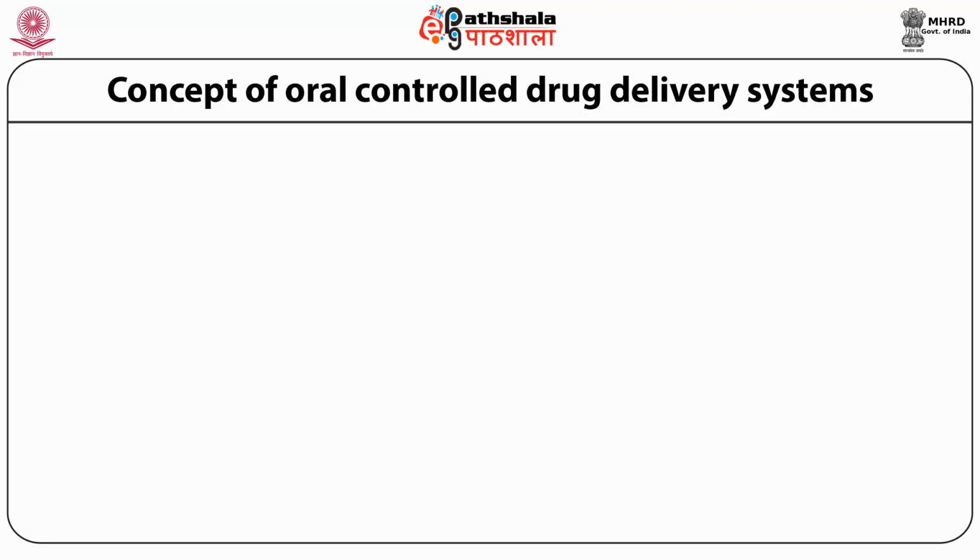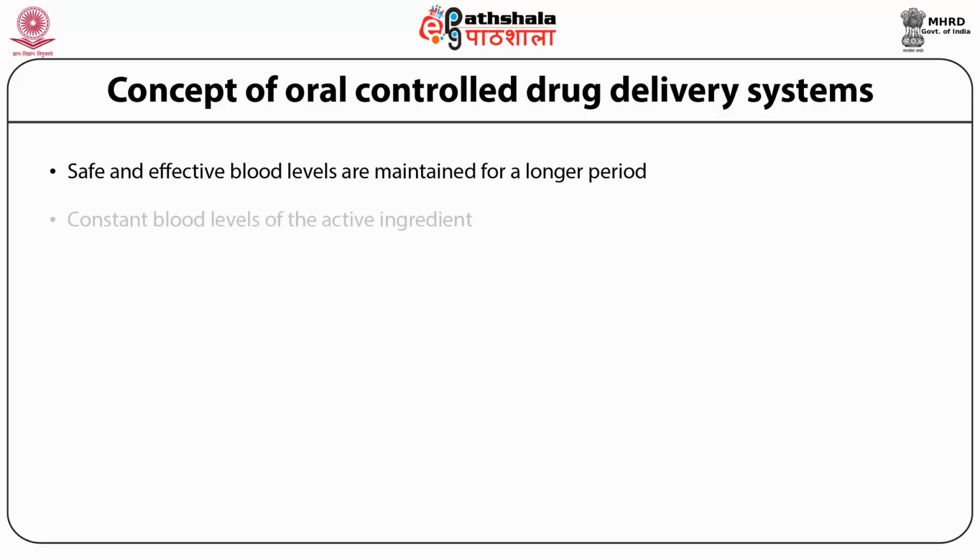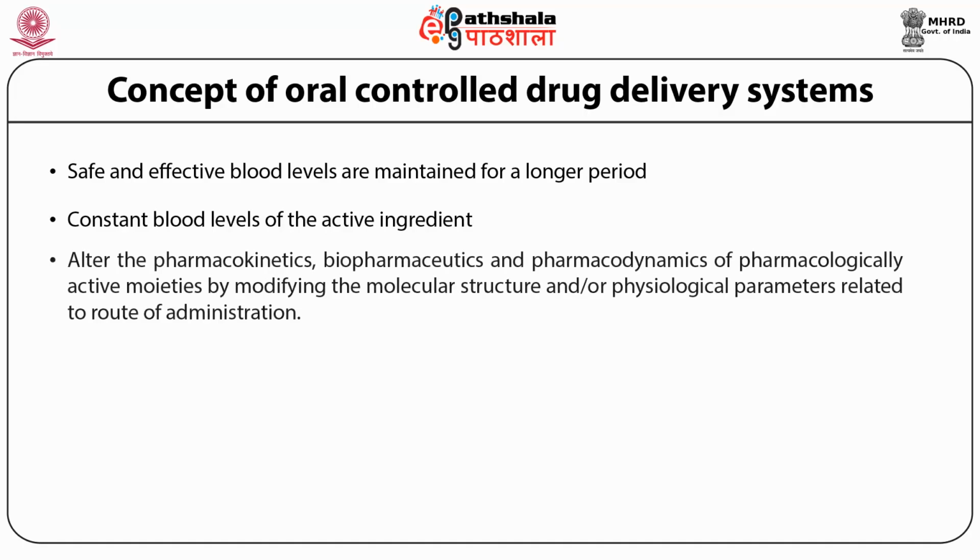The conceptualization of the controlled drug delivery systems will primarily be based on making a system which will have safe and effective blood levels which are maintained for a longer period. It will definitely lead to constant blood levels of the active ingredient. Of course, it can alter the pharmacokinetics, biopharmaceutics, and pharmacodynamics of the pharmacologically active moieties by modifying the molecular structure and/or physiological parameters related to the route of administration.